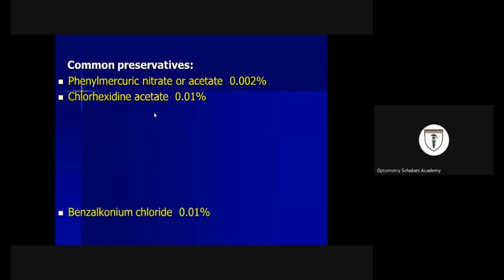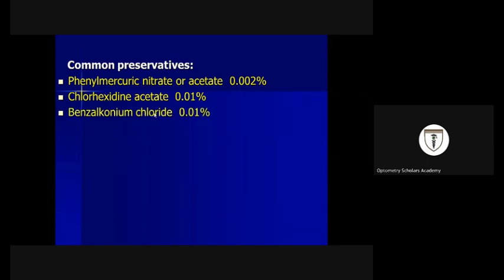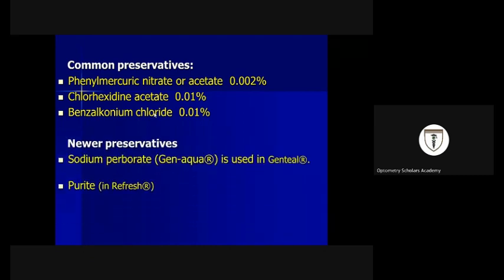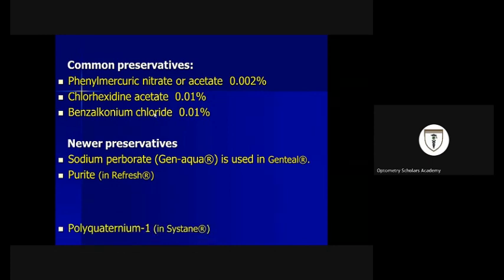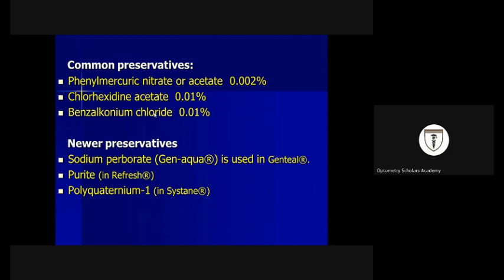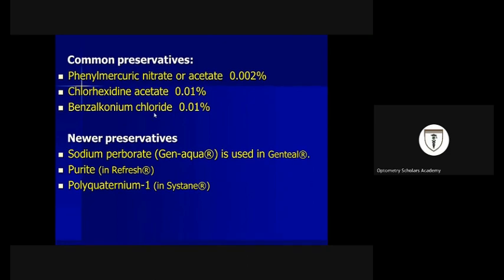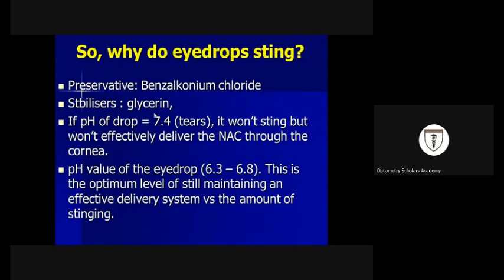So some other common preservatives are phenylmercuric nitrate or acetates, 0.002%, chlorhexidine acetate, 0.01%, benzalkonium chloride, 0.01%, like I said. And some newer preservatives are sodium perborate, Purite, polyquaternium, and some others.